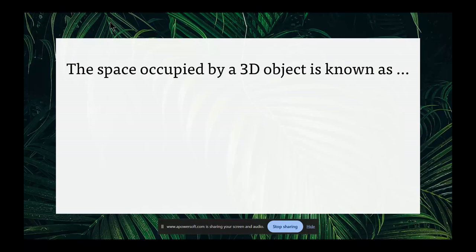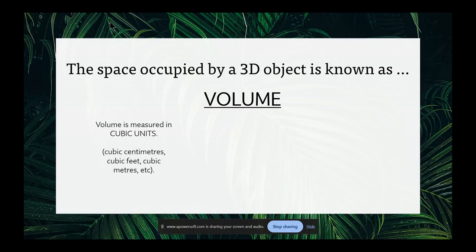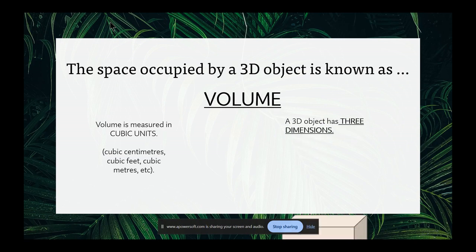So, the space occupied by a 3D object is known as volume. You guessed it. And that is what we've been working through this week. So volume is measured in cubic units. Whenever we work with volume, we have to have a unit of measurement. So if we are not given centimeters, feet, meters, then we just say that volume is cubic units. But if we are given a specific unit of measurement, then we will say cubic centimeters, cubic feet, cubic meters, etc.